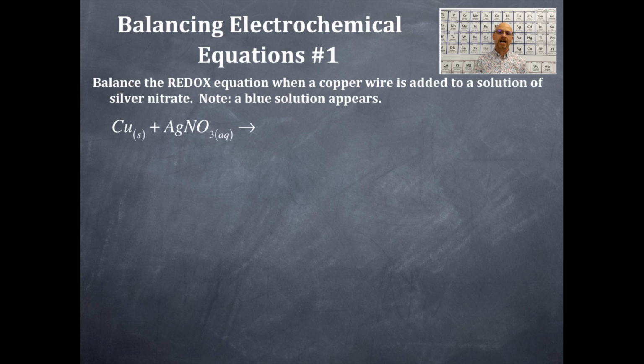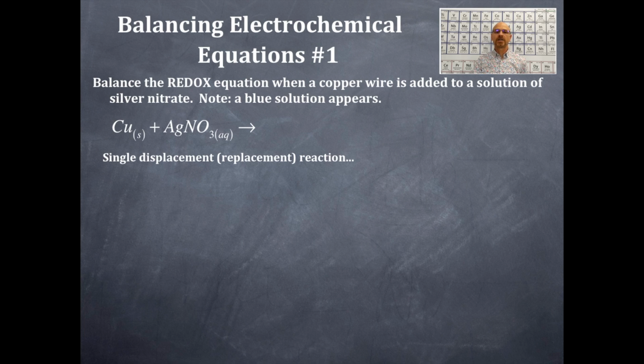Now we need to figure out what type of reaction this is. I have an element on the reactant side and a compound, a cation-anion combination. So that lets me know that this is a single displacement or single replacement type of reaction. From that, you should recognize that silver and copper are the two metals that form cations. Now, copper is higher up on the activity series than silver is. So therefore, this is a spontaneous reaction.